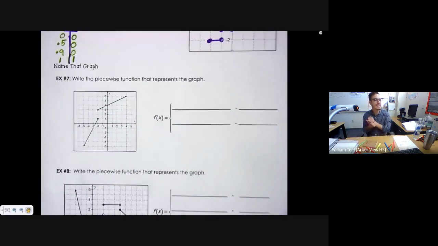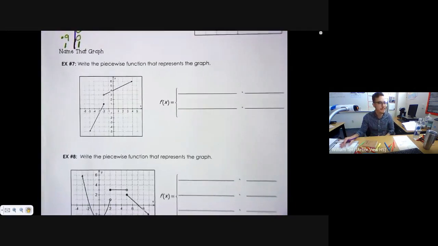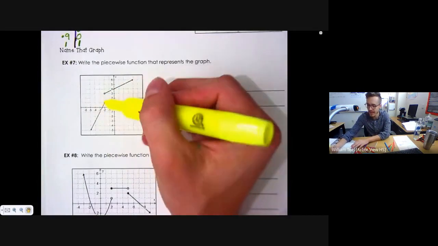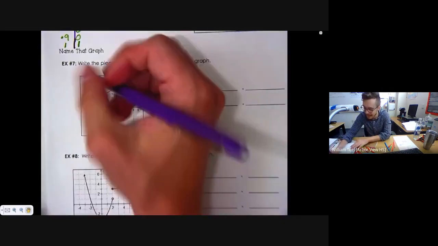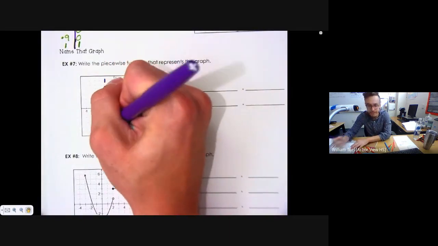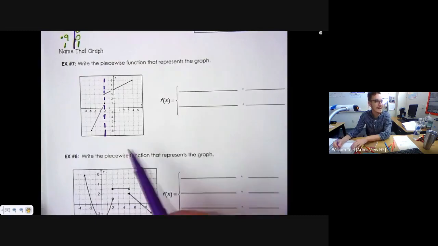So we are going to write the piecewise function that represents the graph. What we did last time is we talked about, if I have an equation, how do I actually graph it? This time we're going to go in reverse. So first, I want you to figure out where your open dot and your solid dots are, because that is going to tell you where your inequalities lie. Okay? So let's look at the left-hand side first.